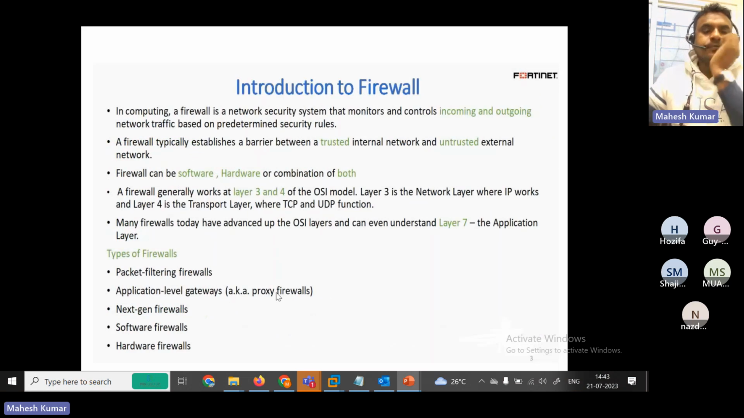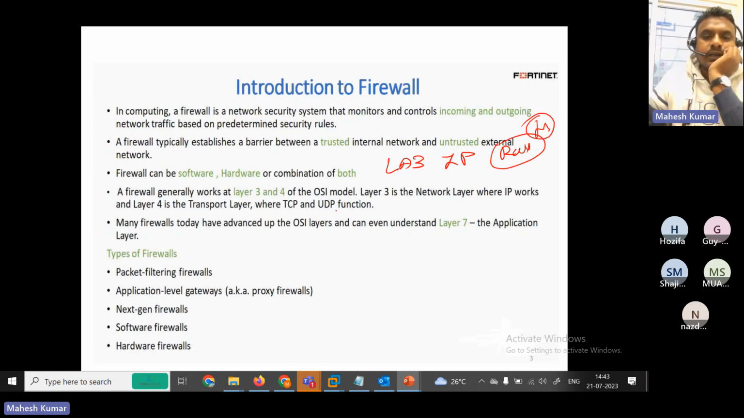Okay, so now there are some more points. A firewall generally works at layer 3 and layer 4 of the OSI model. Layer 3 is the network layer where IP works, and layer 4 is the transport layer where TCP and UDP function. Layer 3, as we know, is the IP address, like a router supports, right? So a firewall also supports layer 3. What is TCP/UDP? This is our protocol. So protocol-based service is also supported by the router and the firewall as well.